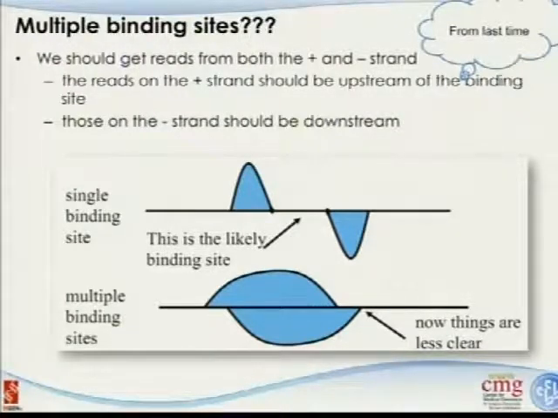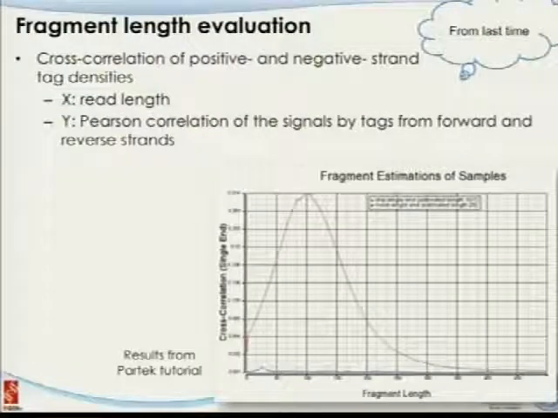Is that okay? All right. And so those are the peak finding algorithms and so on and so forth. But there's one important thing that we talked about, that we are using in both the tag shifting and tag extension approaches, which is the DNA fragment length.